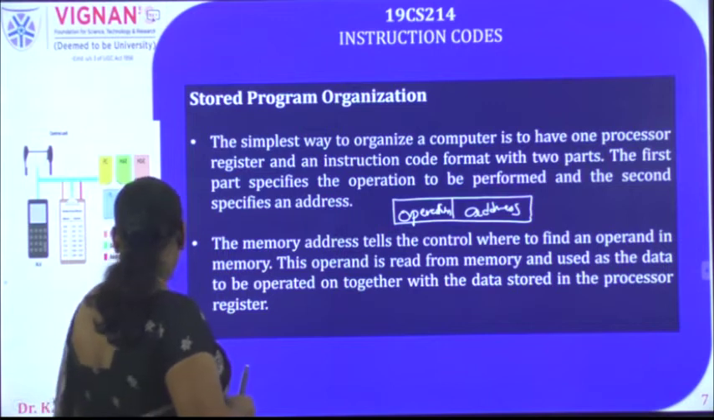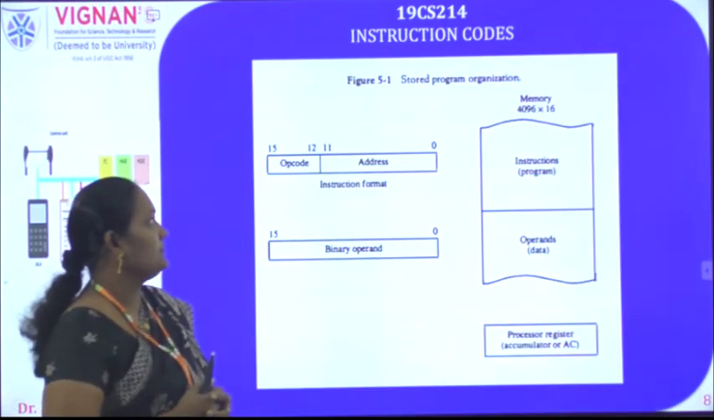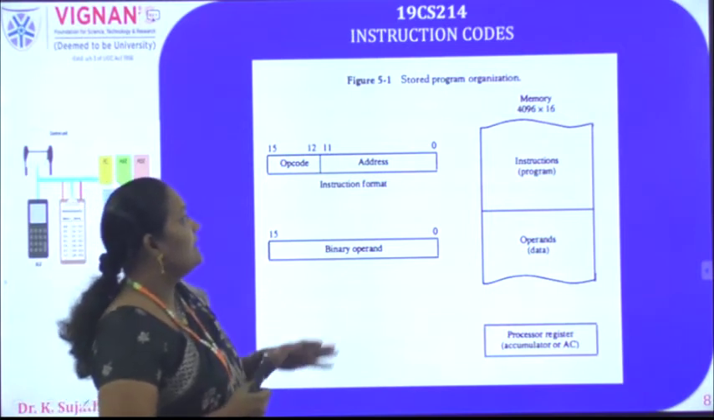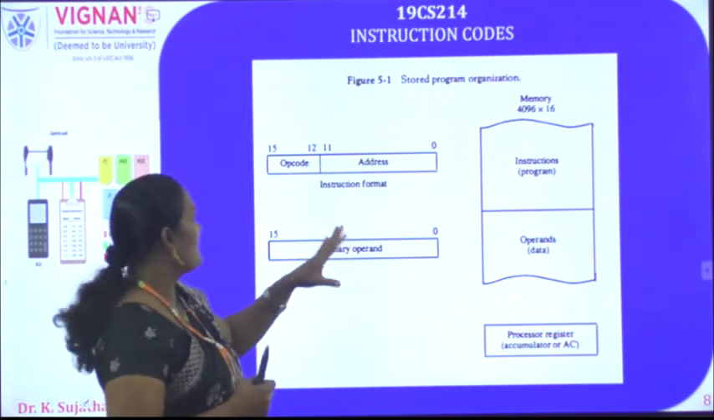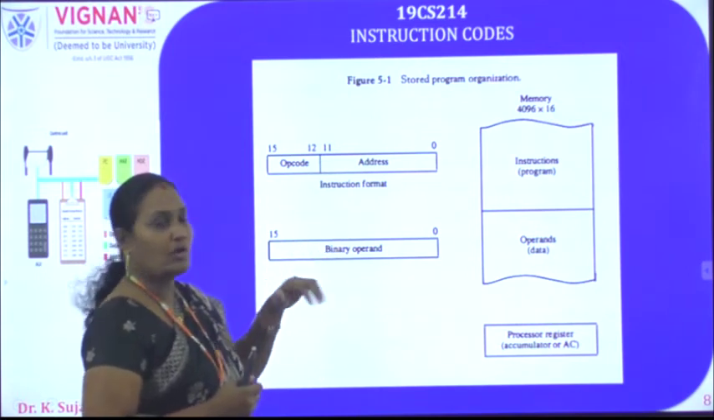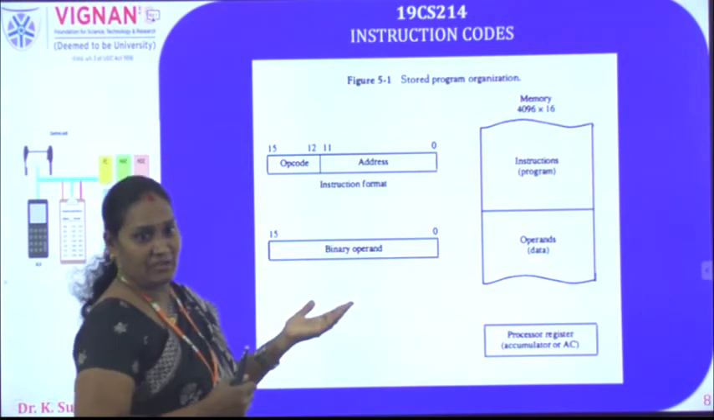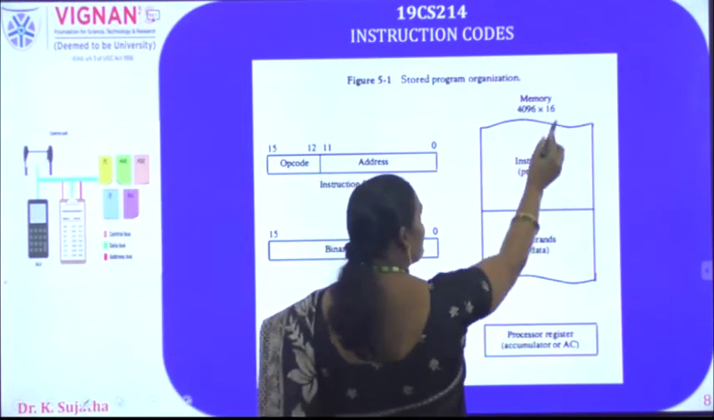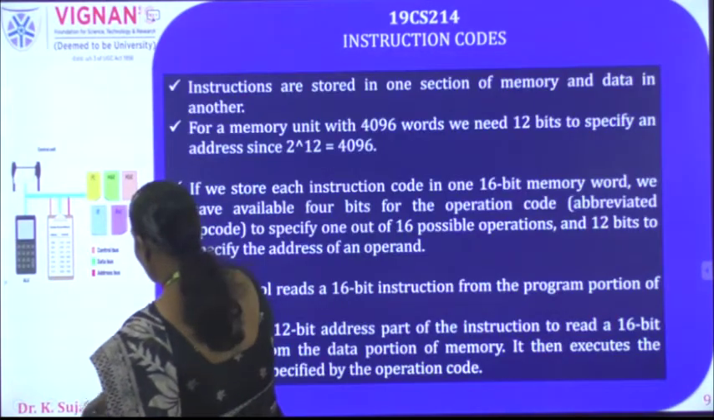Right. So after that, I am showing how the stored program organization is present in a basic computer. I have taken a basic system. For that basic system, I am going to explain what the size of the instruction code is, what the various parts are, and what size should be allocated for each part. Now here, my basic system contains a memory of size 4096 by 16.